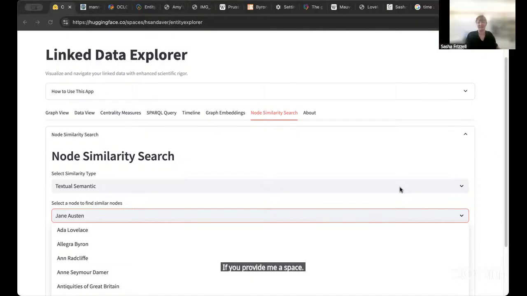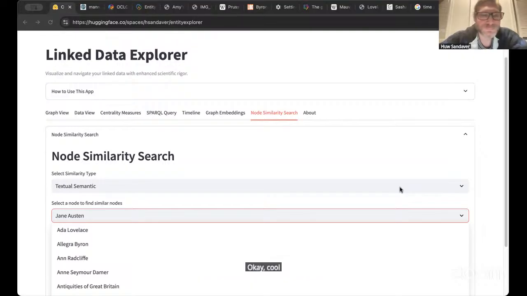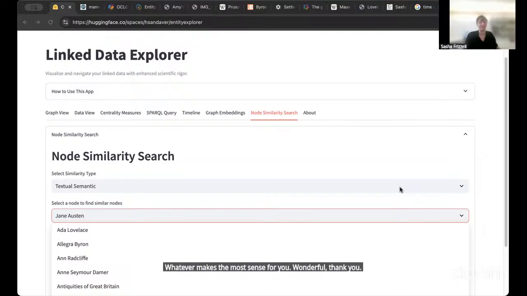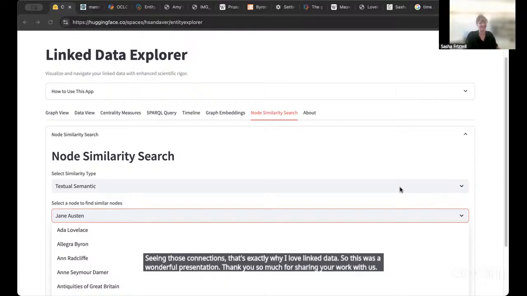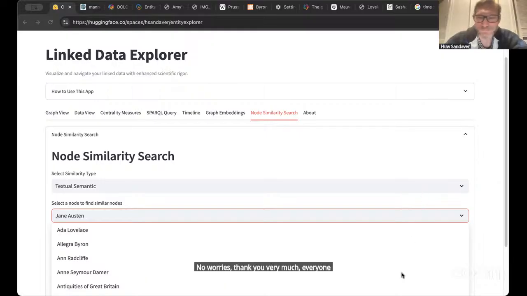Definitely. We can post it on the Sched, we can post it in the Slack, we can get folks in the chat, whatever makes the most sense for you. Okay, cool. Wonderful. Thank you. So that was incredible. I think seeing those connections, that's exactly why I love linked data. So this was a wonderful presentation. Thank you so much for sharing your work with us. No worries. Thank you very much, everyone.